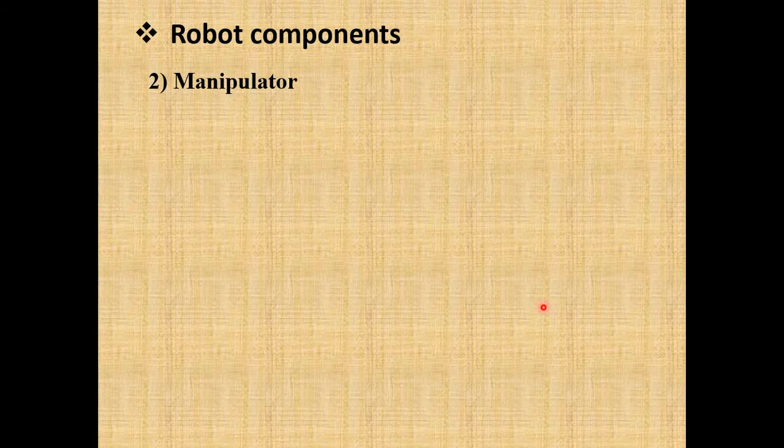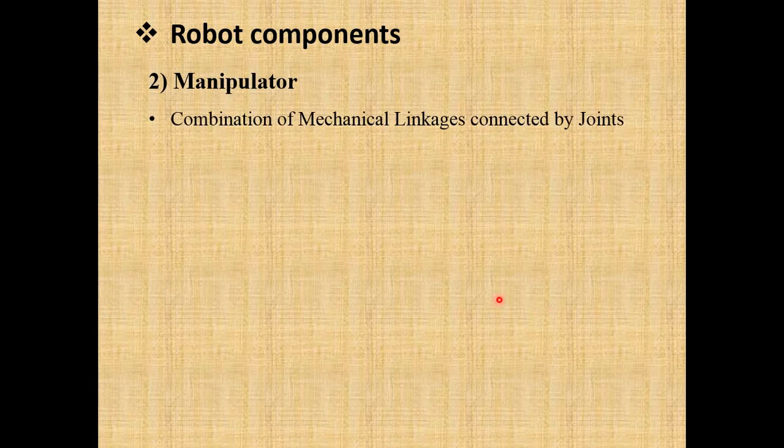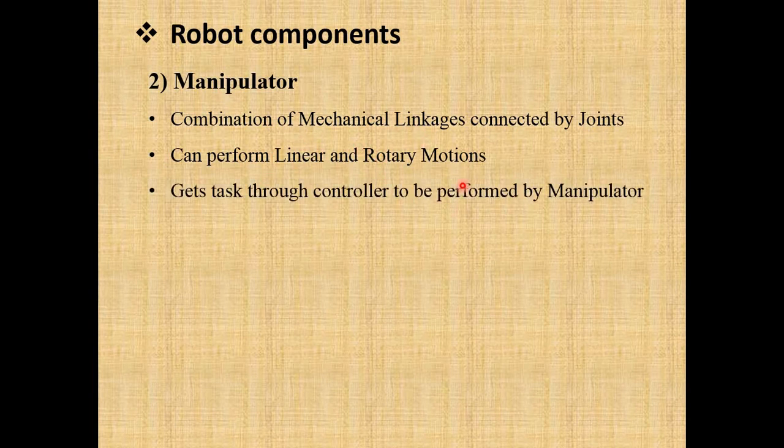Next is the manipulator. So what is a manipulator? A manipulator is a robotic arm. Like in human anatomy our arm is there, in robotic anatomy it is the robotic arm. It is a combination of mechanical linkages connected by joints, or we can say a combination of links and joints. It can perform a variety of motions like linear and rotary motion. It gets the task through the controller to be performed by the manipulator.